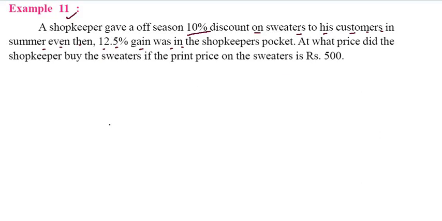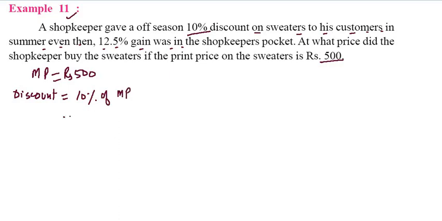So let us see how we can do this. In this question, mark price is given as 500. So you can write here mark price is given as rupees 500 and the discount is 10%. So you can write here discount. Discount is equal to 10% of mark price. So it is 10 upon 100 into mark price 500. So this 0 will be cancelled to this 0 and this 0 will be cancelled to this 0. So we get rupees 50.